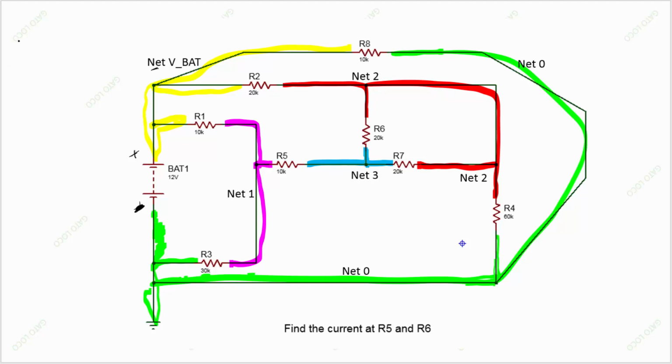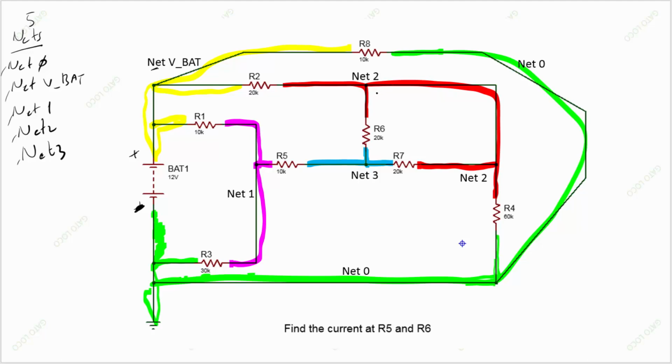So my nets are net 0, net VBAT, net 1, net 2, and net 3, for a total of 1, 2, 3, 4, 5 nets. Five nets, correct? 1, 2, 3, 4, and 5.